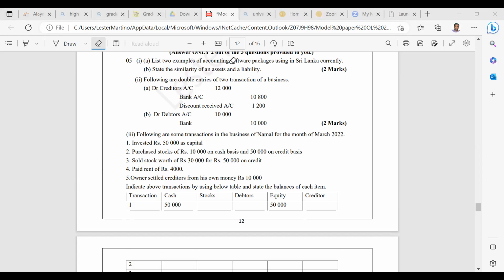Okay, Shanuka, can you tell me the answer for the third transaction? Stocks minus 30,000. Debtors plus 50,000. Equity plus 20,000, correct. So stocks minus 30, debtors plus 50. So the profit element is 20, and equity will increase by that amount.